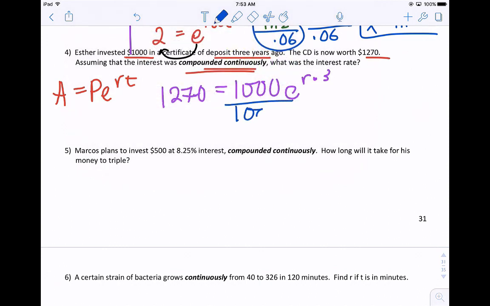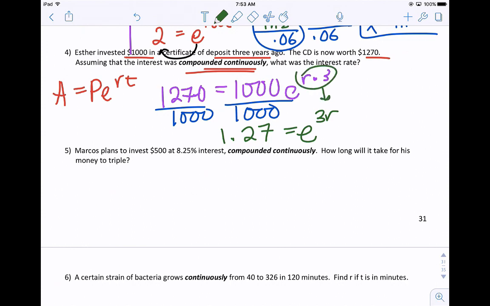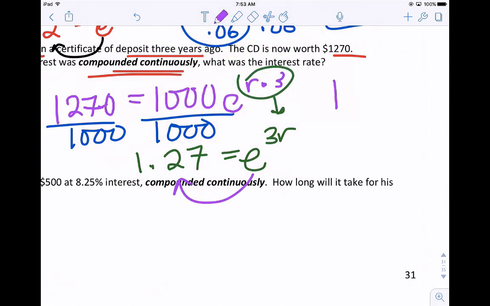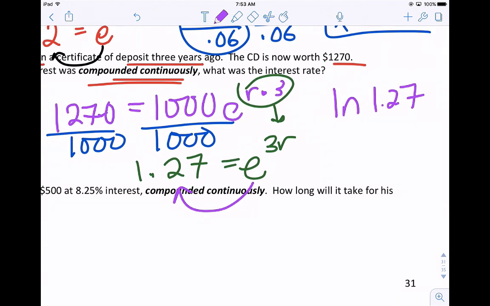First step, divide by 1,000. Okay, so we get 1.27 equals e to the 3r. I'll just change the order of that right there. We have the base and the exponent by itself, so let's change it to log form. So log base e, I'm just going to write ln right away. Log base e of 1.27. I'm out of room, so let's write it smaller. ln of 1.27 equals 3r. And then last step, divide by 3.